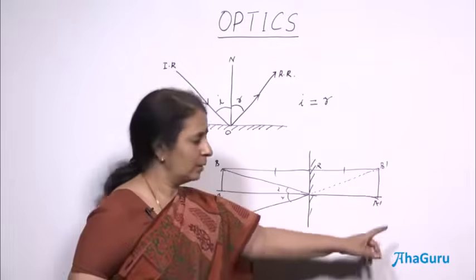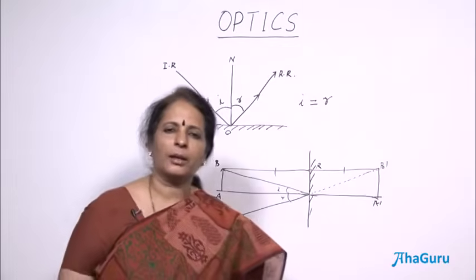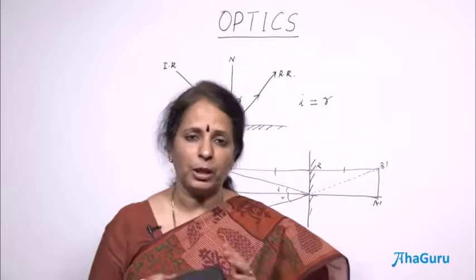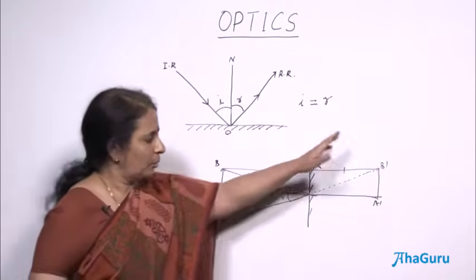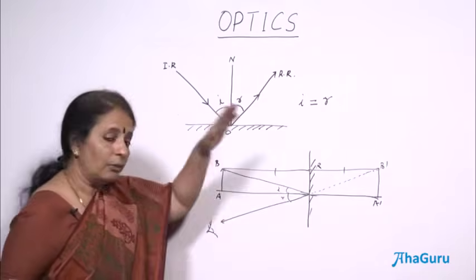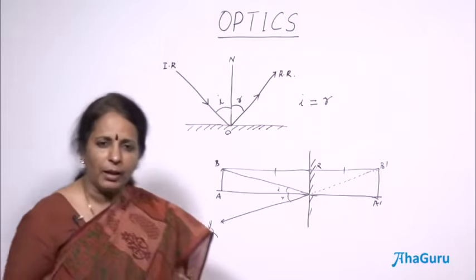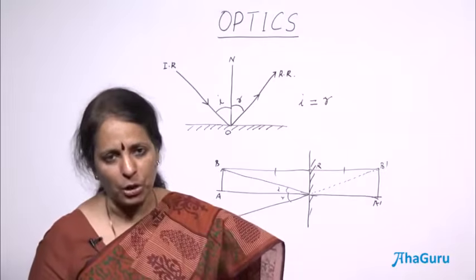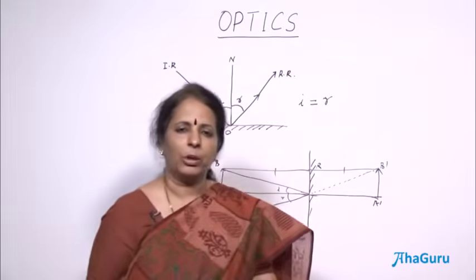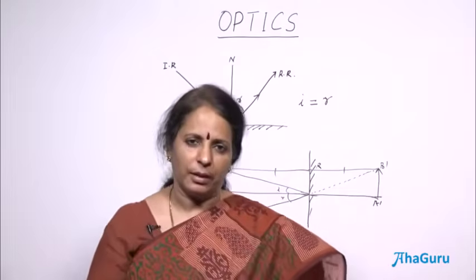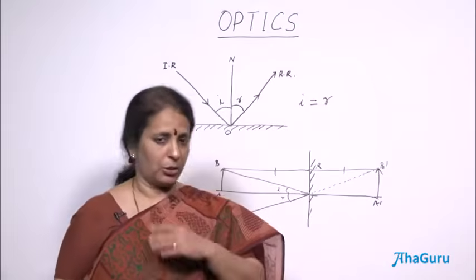But apart from that, if this is erect, this is also erect. This image B dash A dash of the object BA is not a real image, but it is called a virtual image because it appears to come from here. It is not really coming from this point. So, this image B dash A dash is the virtual image of the real object, which is ourselves. We are standing in front of a mirror. We are real. The image is not real. It is only virtual. A virtual image is always erect. When we look at ourselves in a plane mirror, we see ourselves erect only. We have never seen ourselves upside down. So, a virtual image is always erect, and an erect image is always virtual.